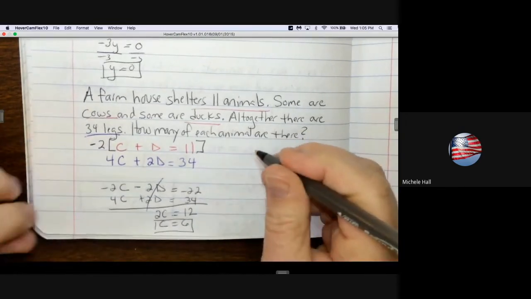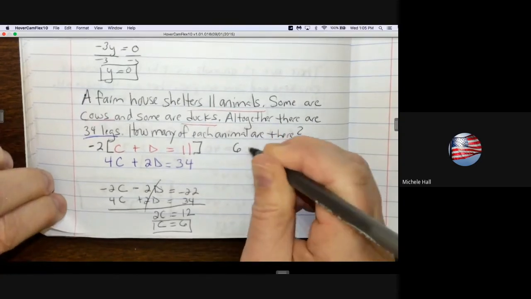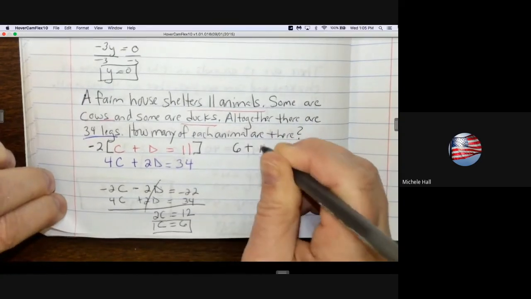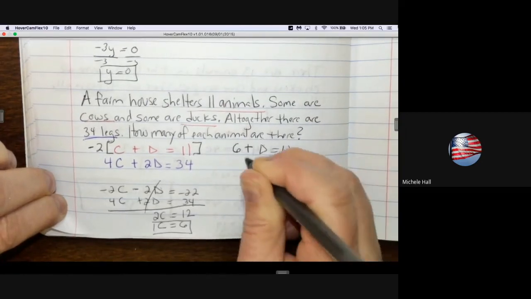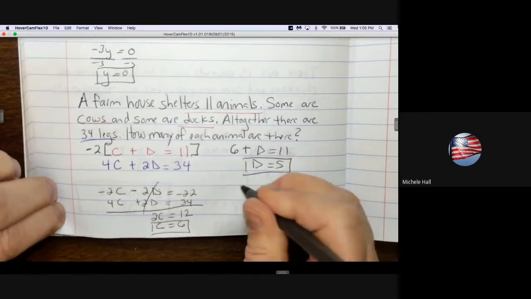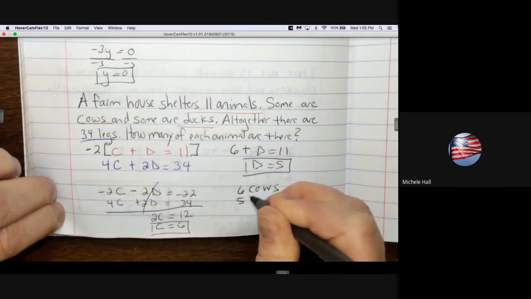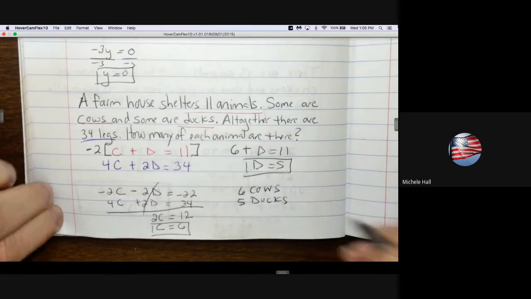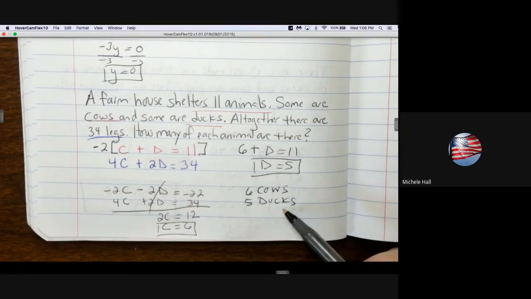So we have 6 cows plus d equals 11, and we see that the ducks equal 5. Six cows, 5 ducks. Just check your solution. Cows have 4 legs, so that's 24, plus ducks have 2 legs, so that's 10, and 24 plus 10 is 34.